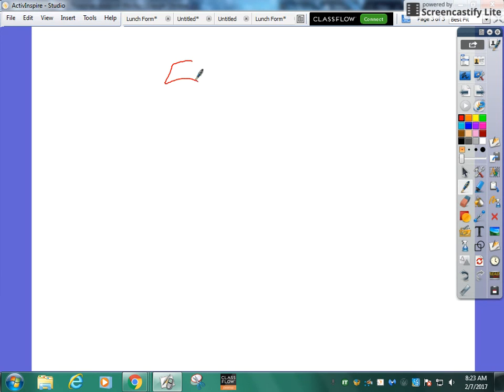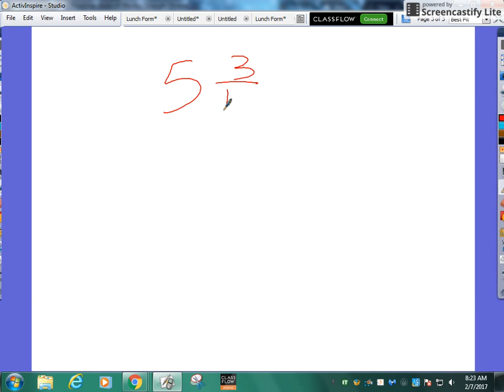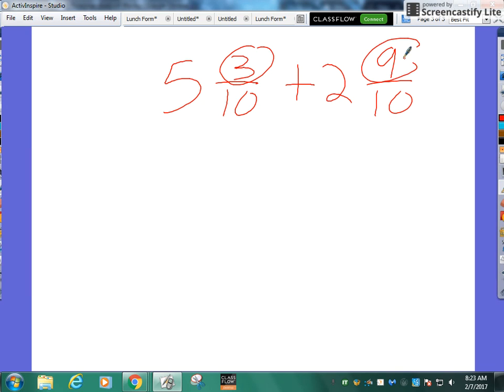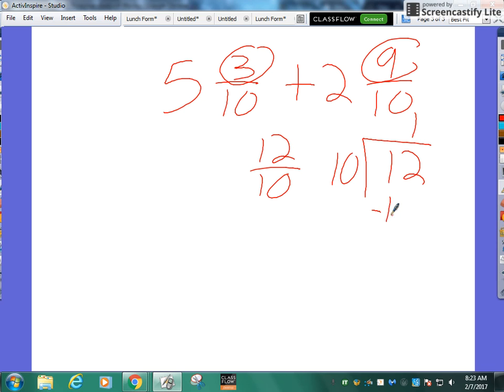So we have 5 and 3/10 plus 2 and 9/10. Alright, so we have 3 plus 9. That gives us 12 over 10. Can't leave it like that. That's an improper fraction. So you have to do 12 divided by 10. How many times can 10 go into 12? That's 1. We subtract 10.